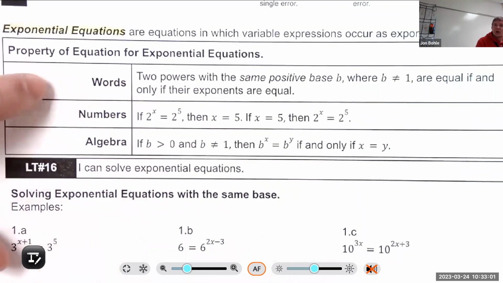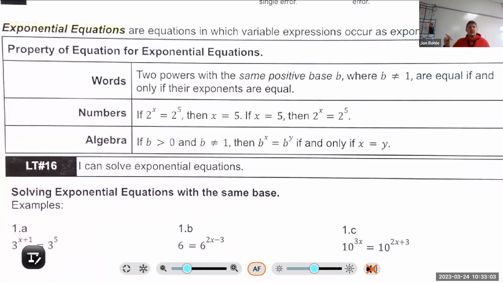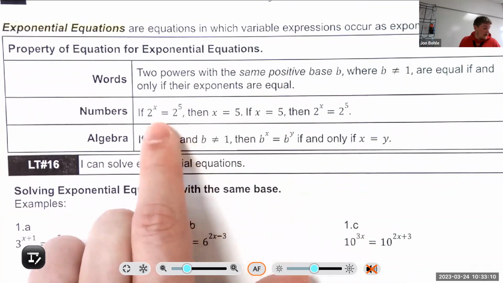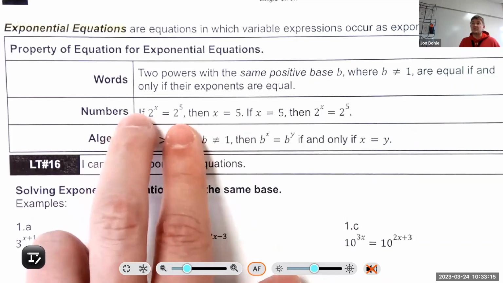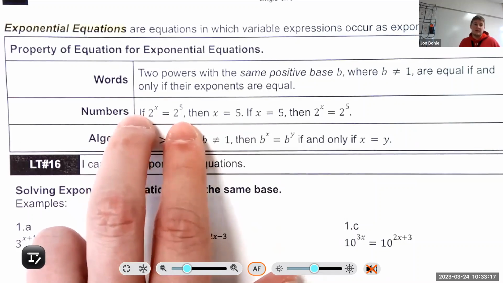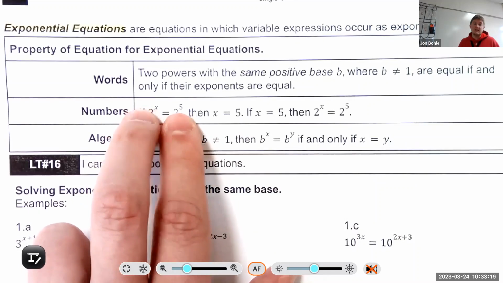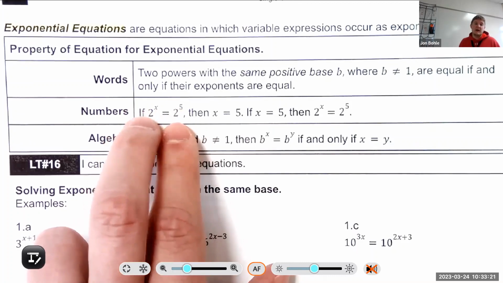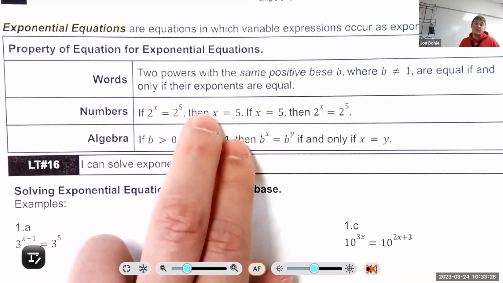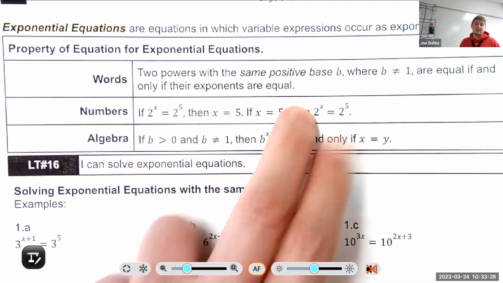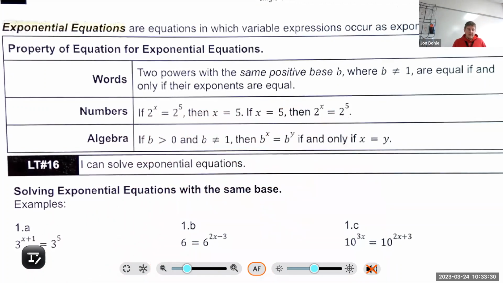We're going to start with the most basic though. Here's the thing that's really nice. If you can get these equations in the same base, it's going to be pretty easy. So if I have 2 to the x power is equal to 2 to the 5th power, it's really easy because the bases are the same. Since the bases are the same, the exponents would have to be the same. So if 2 to the x power is equal to 2 to the 5th power, then x is going to have to equal 5. And if x equals 5, then 2 to the x power is the same as 2 to the 5th power. That's the basic concept we're going to work off to start.